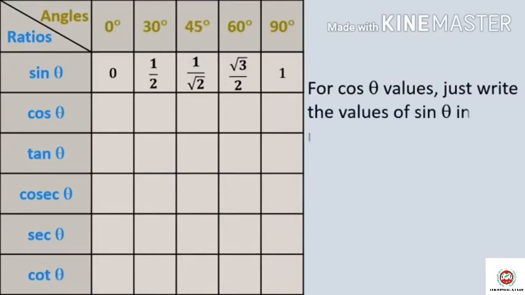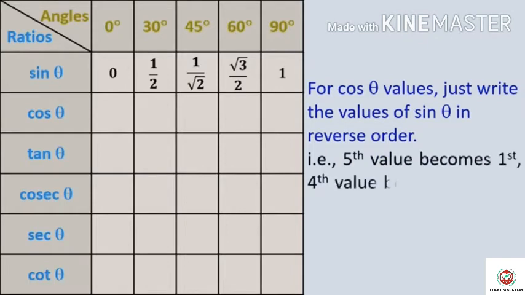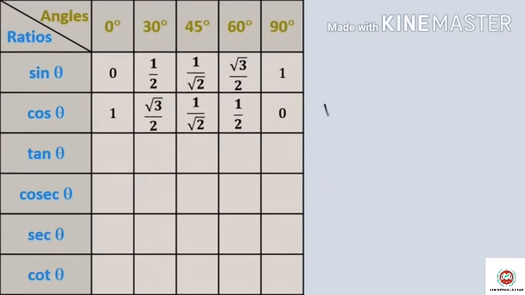And for cos theta values, we just write the values of sin theta in the reverse order. That is, the fifth value becomes the first value and the fourth value becomes the second value and so on. So this will be 1, root 3 by 2, 1 by root 2, 1 by 2 and 0.